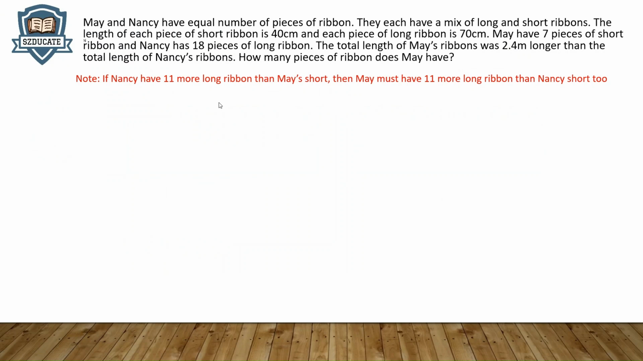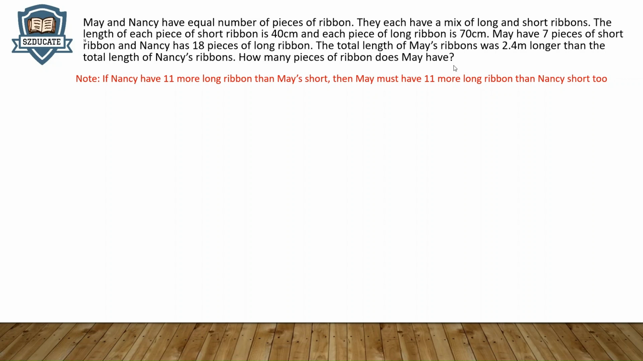May and Nancy have equal numbers of pieces of ribbon. Now, equal number, this word "equal" is very important. They each have a mix of long and short. The length of each piece of short ribbon is 40 and each piece of long ribbon is 70. May has 7 pieces of short ribbon and Nancy has 18 pieces of long ribbon. The total length of May's ribbon was 2.4 meters longer than the total length of Nancy's ribbon. How many pieces of ribbon does May have?